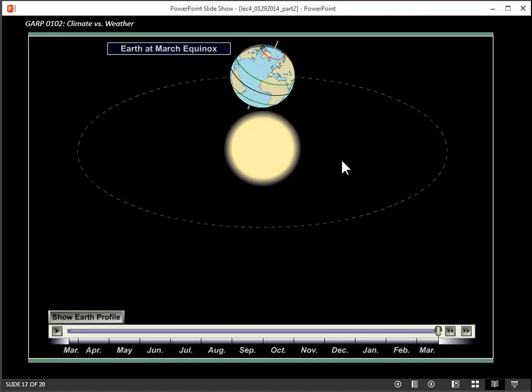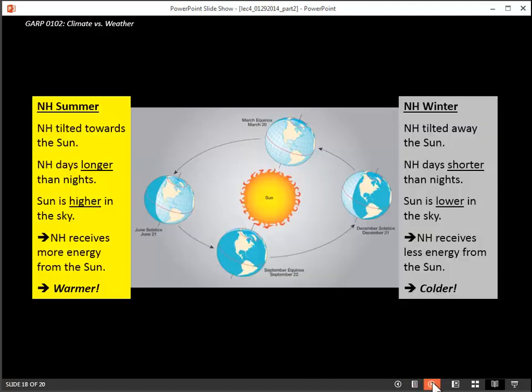Let's put this together in a diagram. Here we go. Here's the sun in the center. The Earth is orbiting around the sun. Okay? And of course the Earth is also rotating at the same time around its rotation axis. Let's take the situation in June. Northern hemisphere summer. Northern hemisphere is tilted towards the sun.